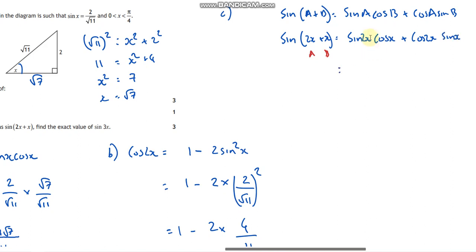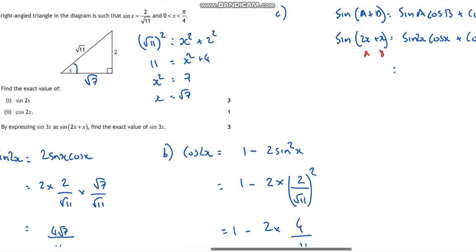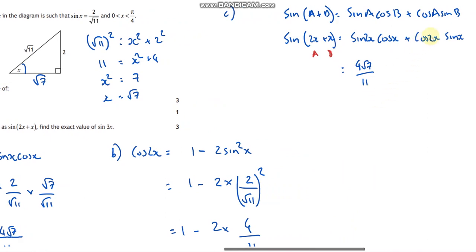So I know that sine 2x, we've just done that, haven't we? We said sine of 2x was 4 root 7 over 11. So I've got 4 root 7 over 11. I also know what cos 2x is as well, because we did that. We said that was 3 over 11. And then I just have to multiply by cos x and sine x. So cos x was the adjacent over hypotenuse, so that's root 7 over root 11. And sine x is opposite over hypotenuse, so that's times 2 over root 11.